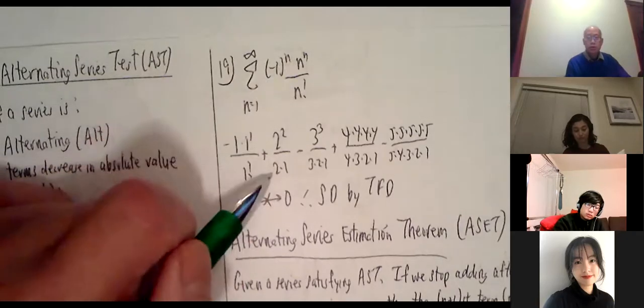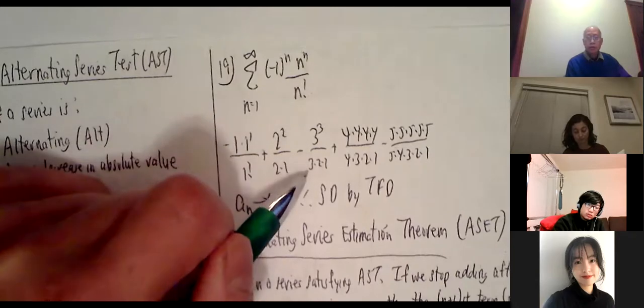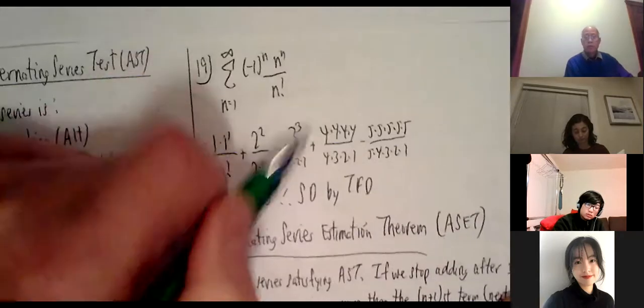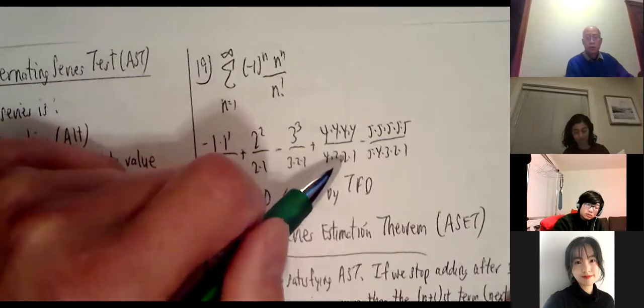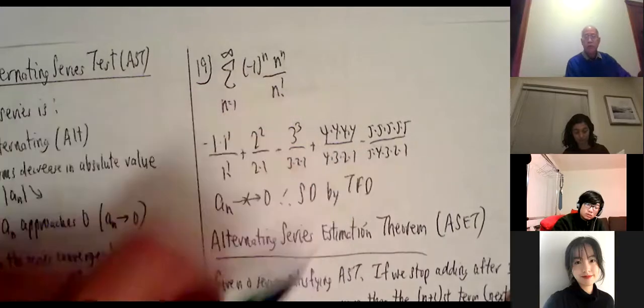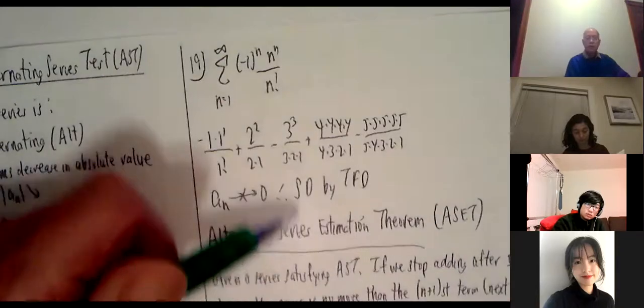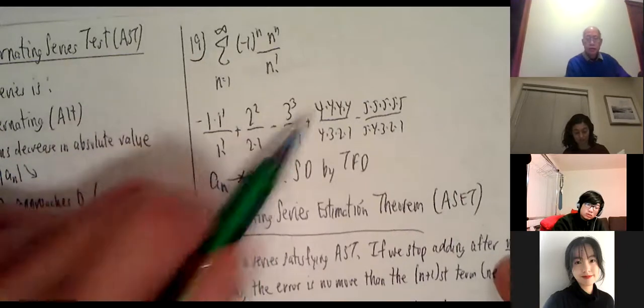Okay, plug in 1, 1 to the 1 over 1 factorial. 2 squared over 2 factorial. 3 cubed over 3 factorial. 4 to the 4th, 4 times 4 times 4 times 4, over 4, 3, 2, 1. 5 to the 5th, 5, 5, 5, 5, 5, over 5, 4, 3, 2, 1. Can you see what's happening as I go from term to term?